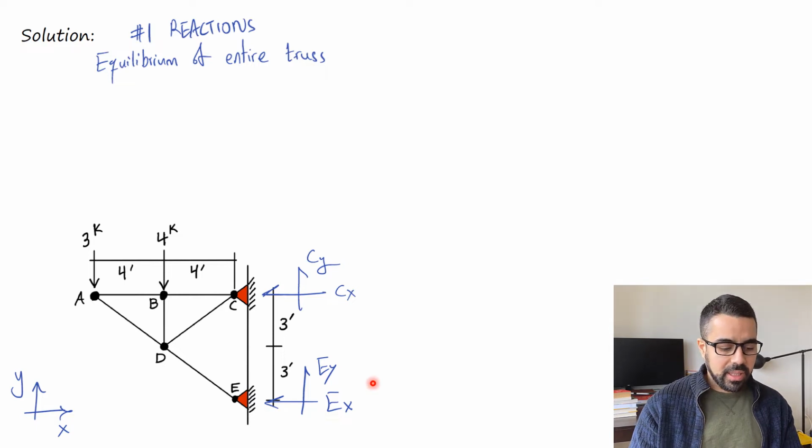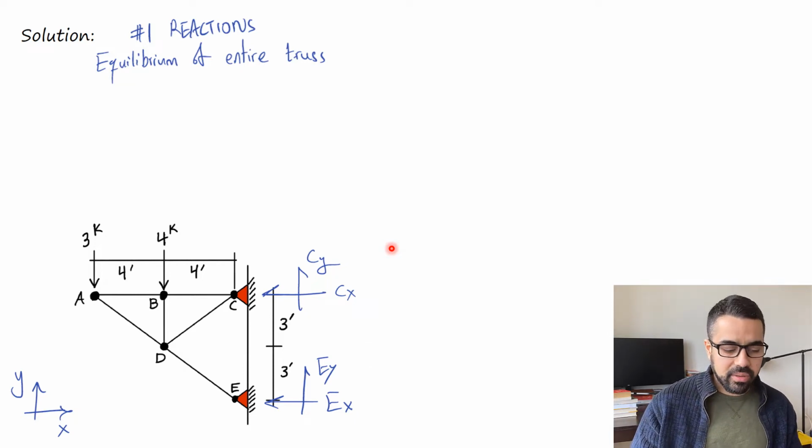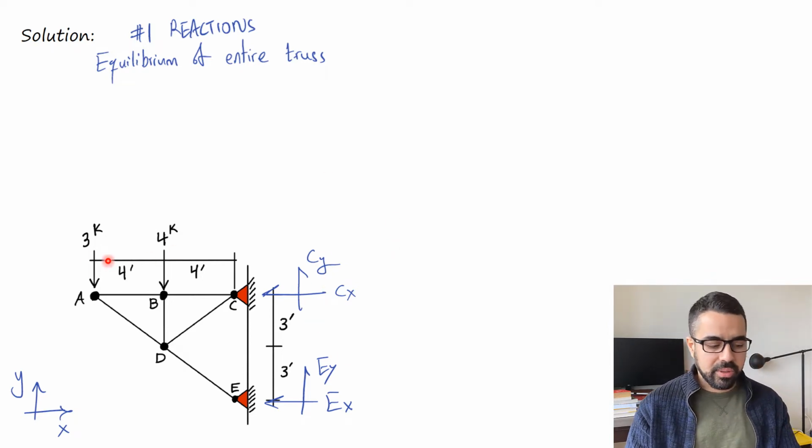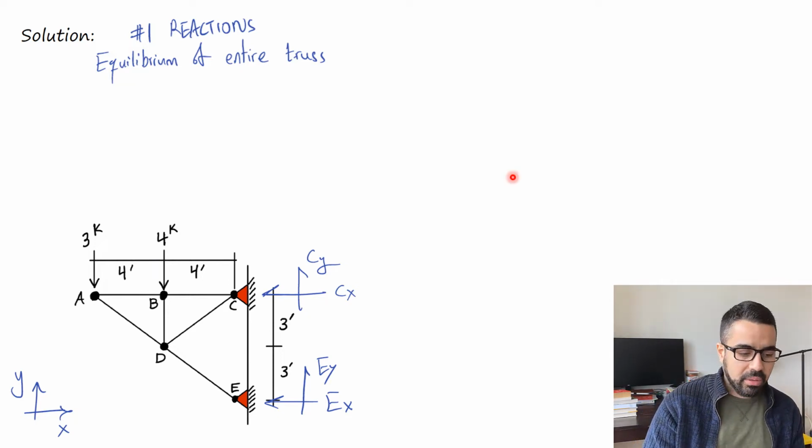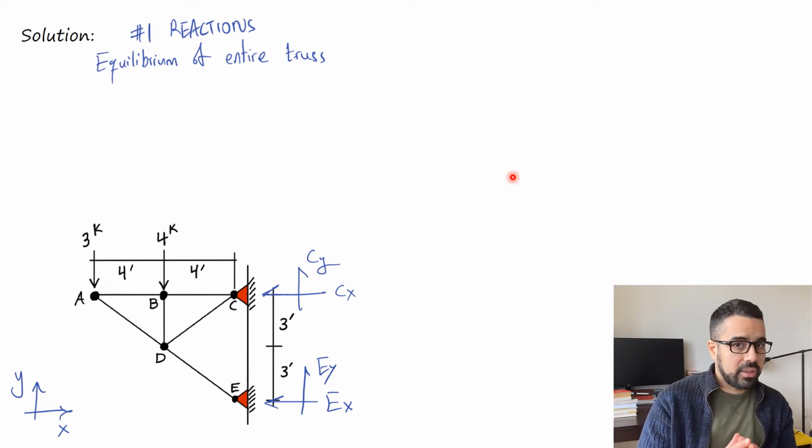So for the CX and EX, we assumed them to resist leftward, against the X direction, and then we assume the Y for EY and CY to be upward. As I say, you can assume them to be downward, but it makes more sense to put them upward, just because we have the 3 and 4 going downward to resist them. So let's do the equilibrium for the entire truss to find the reactions.